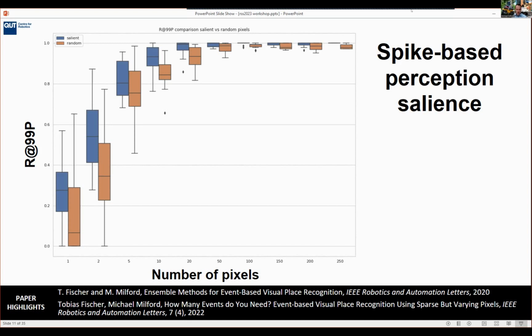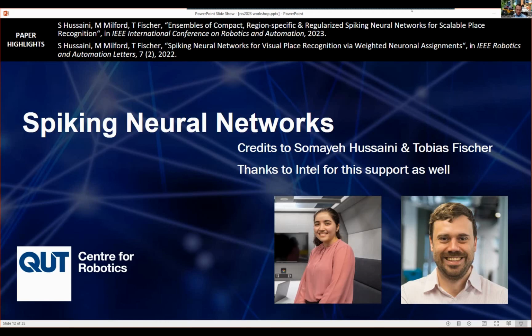The vertical axis performance is actually recall at 99% precision, which is a standard measure used in localization and place recognition research. Using as few as 5 or 10 pixels in the image, you get quite good absolute performance. And so that's very interesting in terms of what sensory input you actually need. And we have a long history of working in this area of sparse perception.